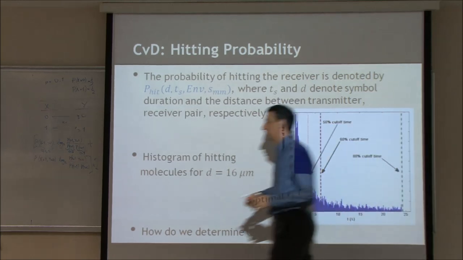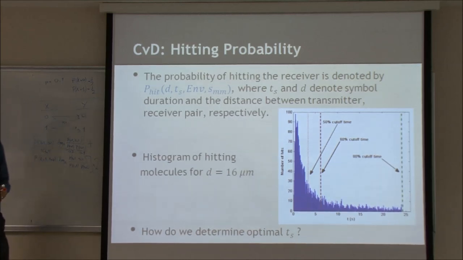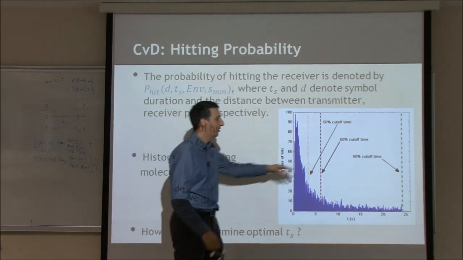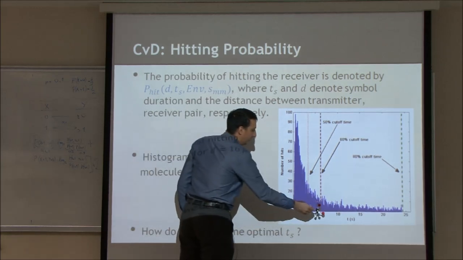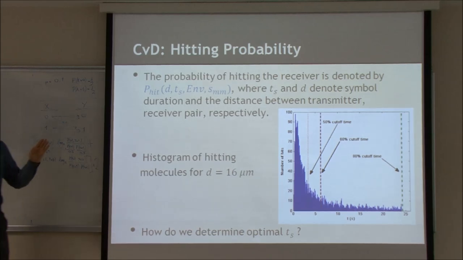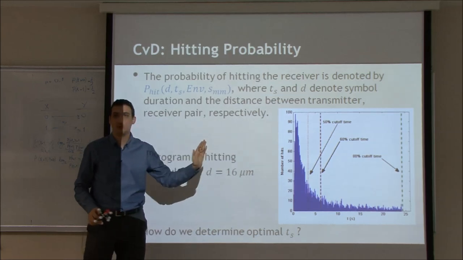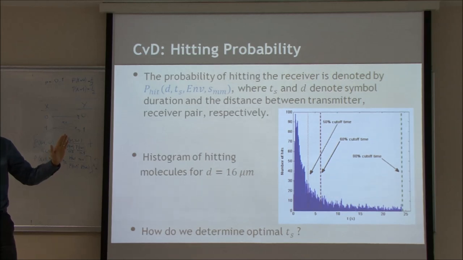So, what is the optimal Ts value? It must be considered. When I cut at, let's say, 60%, and that is the symbol duration, then some of the molecules will hit the receiver at the next symbol duration. They will accumulate.